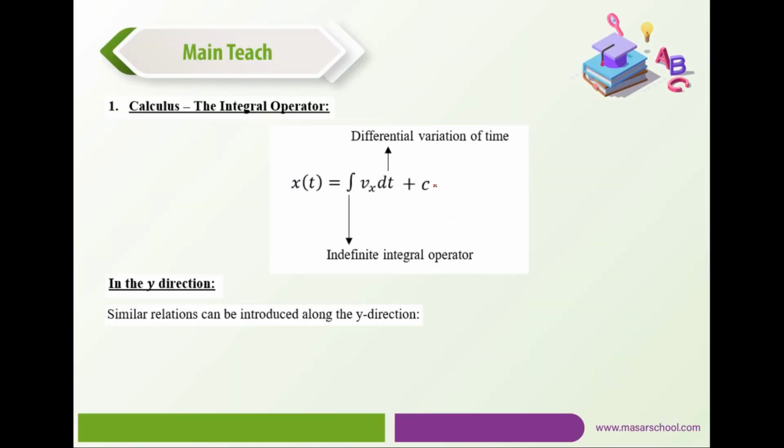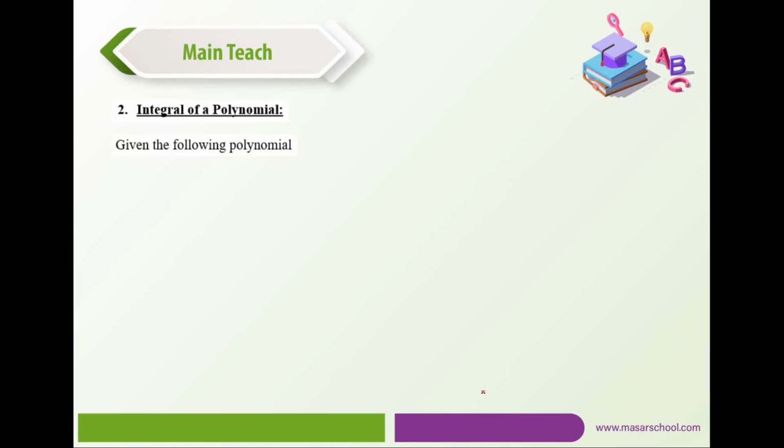In the y direction, similar relations can be introduced. Then the vertical position would be the integral of the vertical velocity, and the vertical velocity would be the integral of the vertical acceleration. Now, so far we have agreed on the notations and how variables of motion are linked to each other, as we have done with the derivatives.